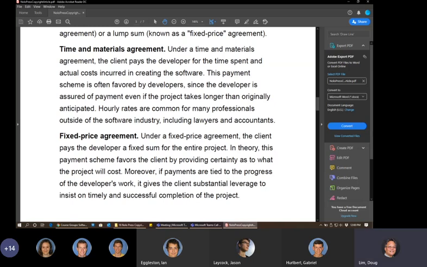Okay, any other questions on that? So one of the things with time and materials, I said that there are huge advantages, and keep this in mind, it's very developer friendly, the time and materials agreement.